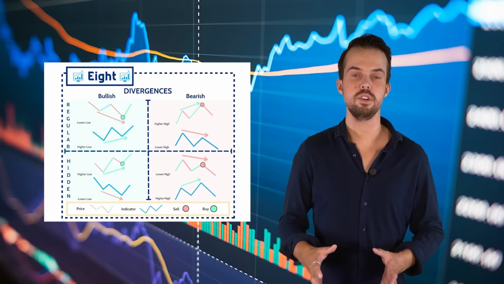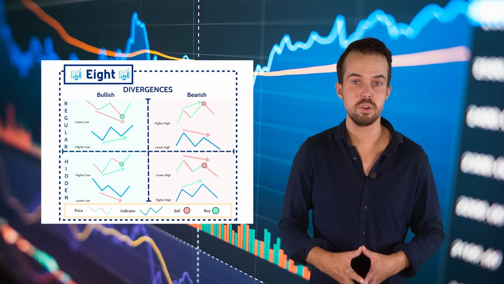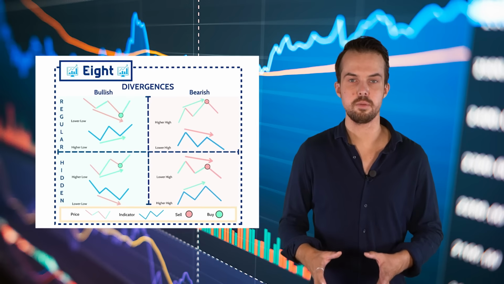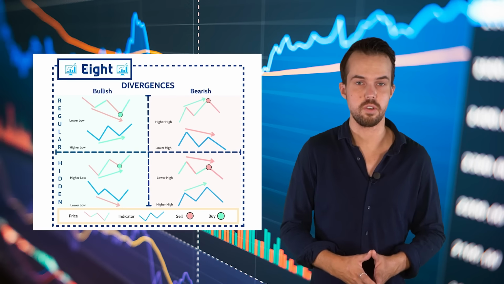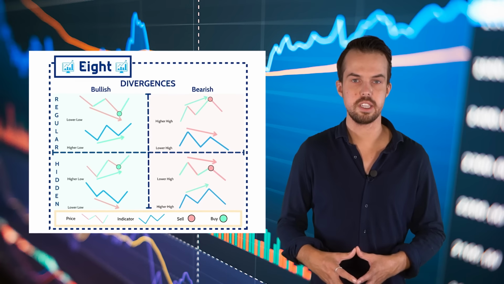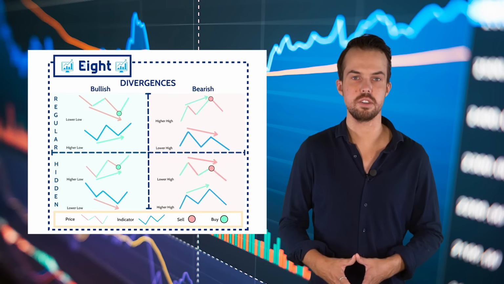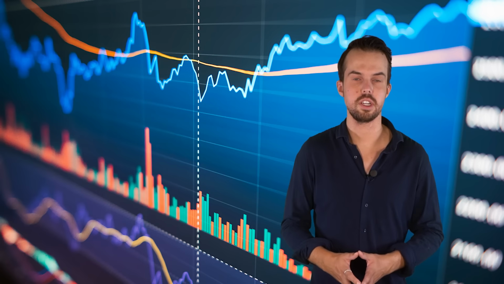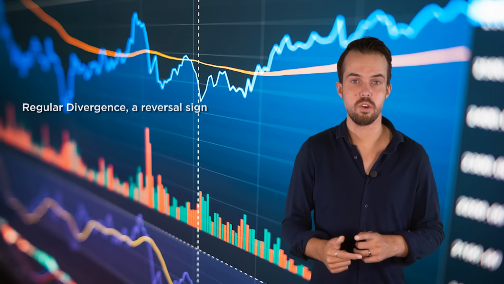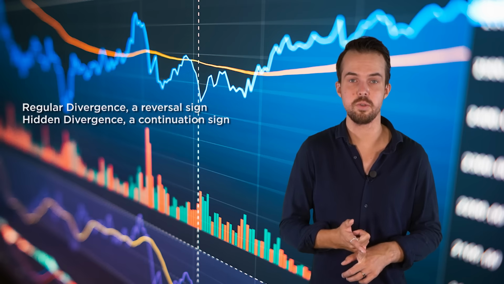An RSI divergence is a situation when the RSI moves in the opposite direction of the price. Normally, the RSI of a cryptocurrency rises when the price also rises. The same is true when the price is falling. However, it can sometimes happen that the RSI rises while the price falls or vice versa. In many cases, this can be a signal that the trend is about to reverse. We distinguish two RSI divergences. A regular divergence, a reversal sign, or a hidden divergence, which is a continuation sign.